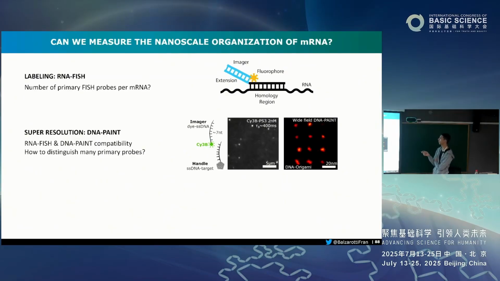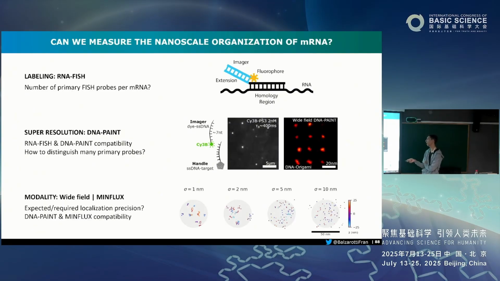So we want to have blinking of molecules that bind and unbind transiently, such that we can localize each one of these RNA probes. And for that, we can use DNA paint, which is the technique that allows us to do that. Here you see a DNA origami image of DNA paint. And the question is, which modality should we acquire data with?